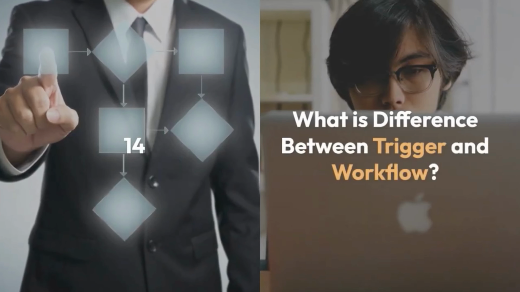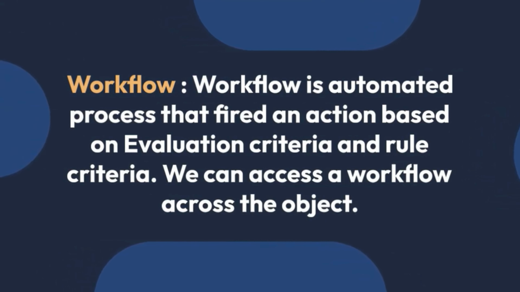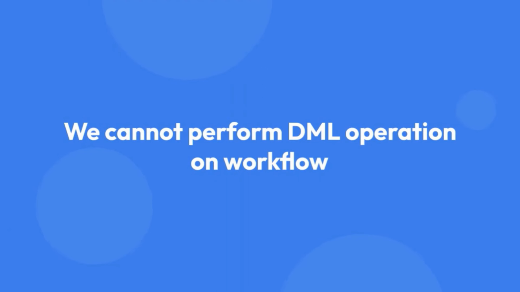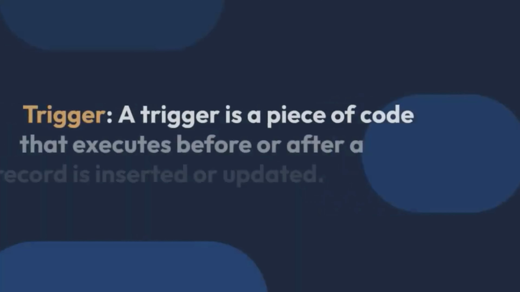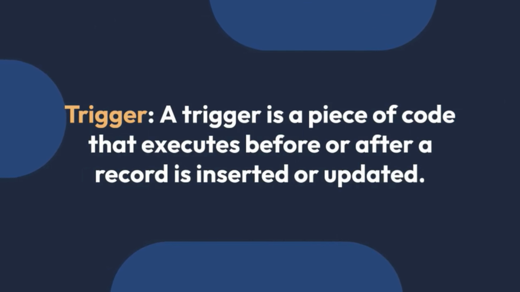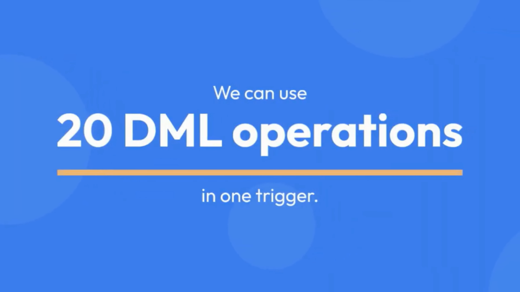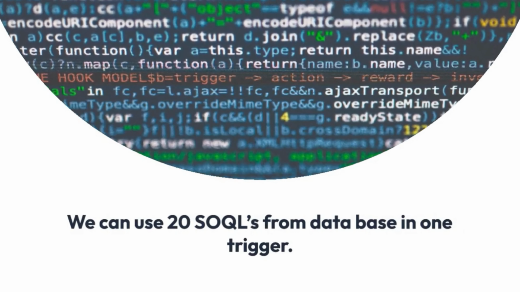14. What is the difference between trigger and workflow? Workflow is an automated process that fires an action based on evaluation criteria and rule criteria. We can access a workflow across the object. We cannot perform DML operations on workflow. We cannot query from the database. Trigger. A trigger is a piece of code that executes before or after a record is inserted or updated. We can access the trigger across the object and related objects. We can use 20 DML operations in one trigger. We can use 20 SOQLs from database in one trigger.